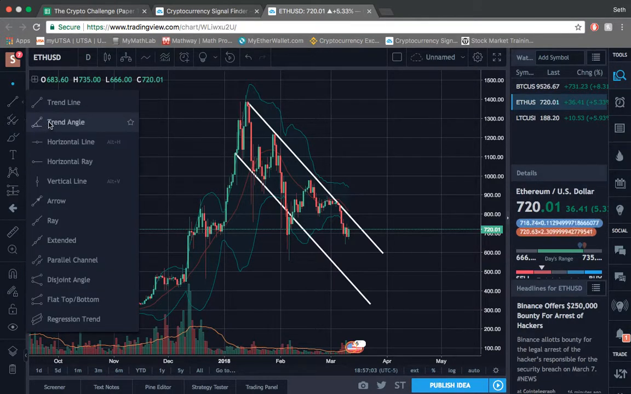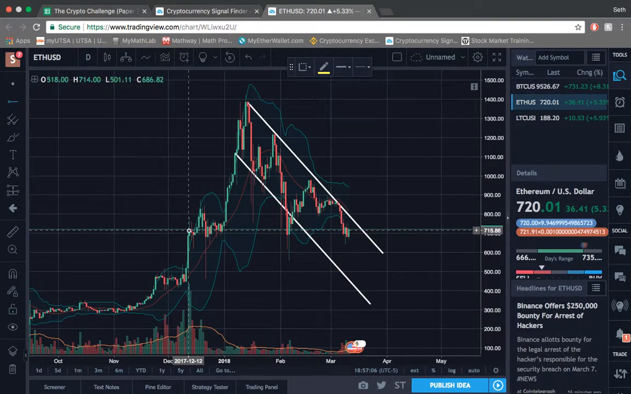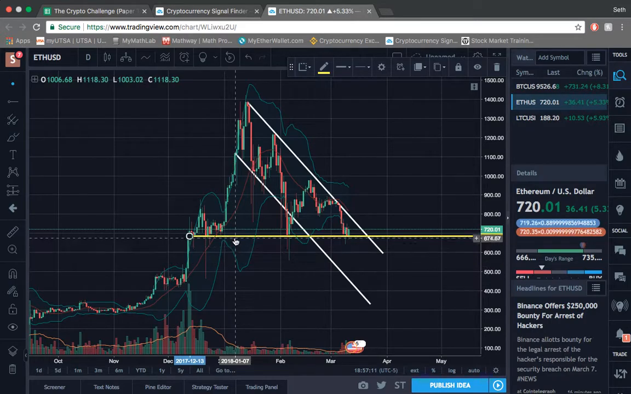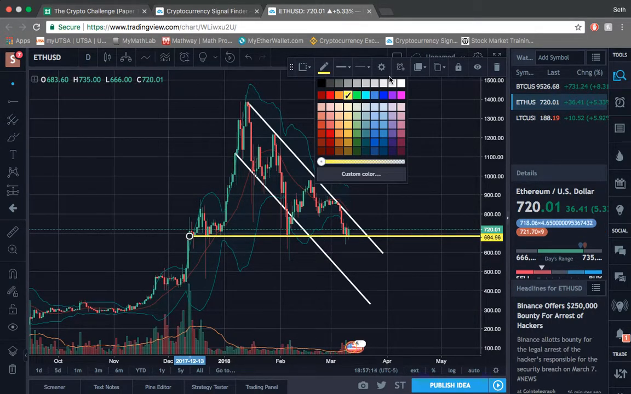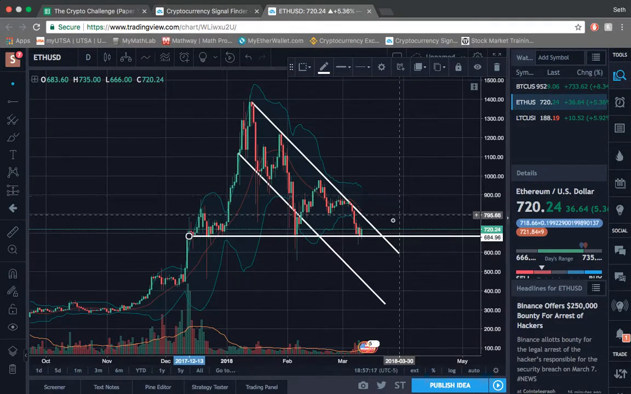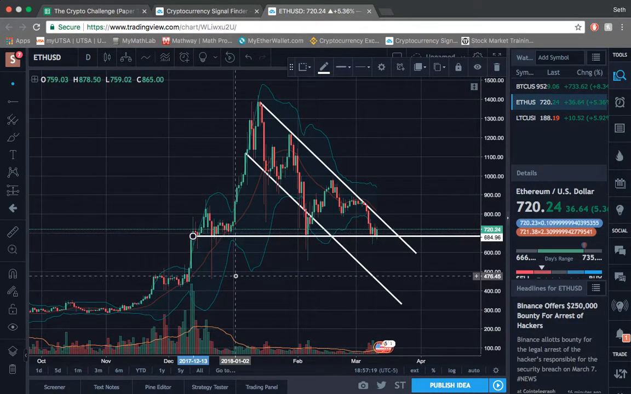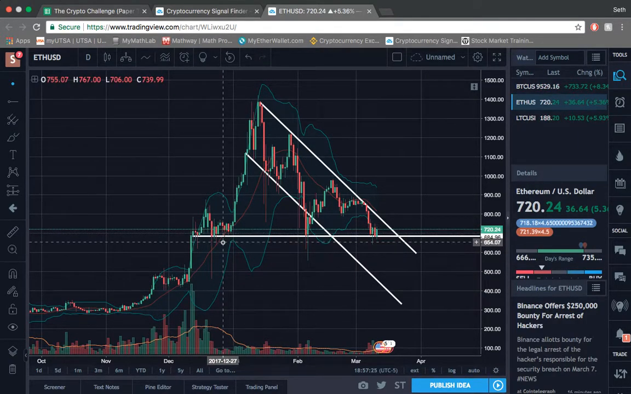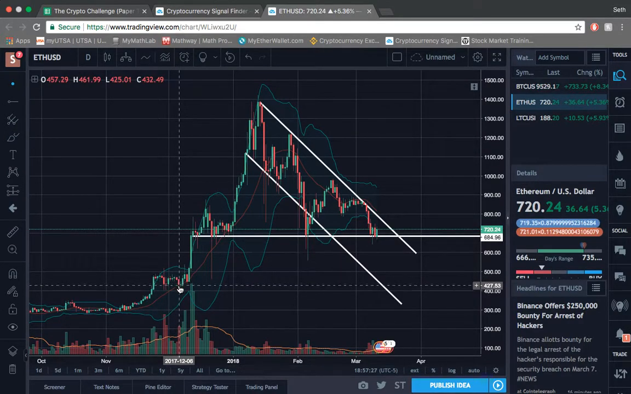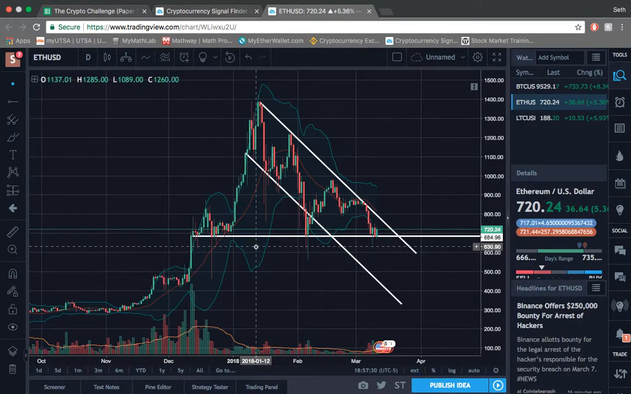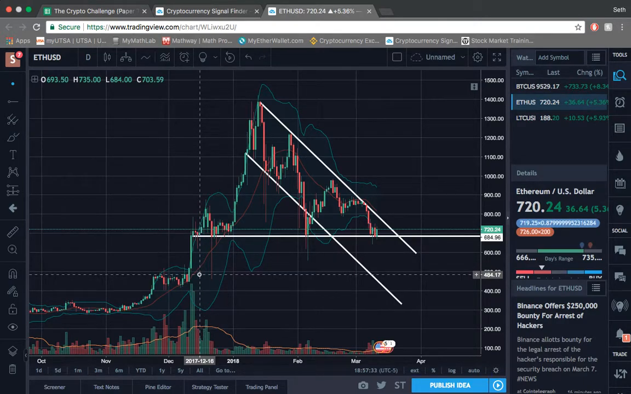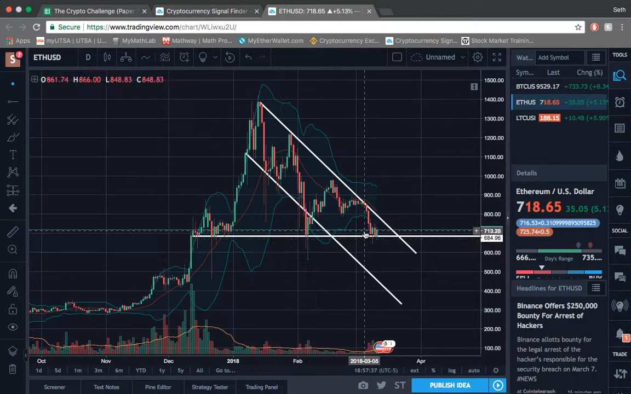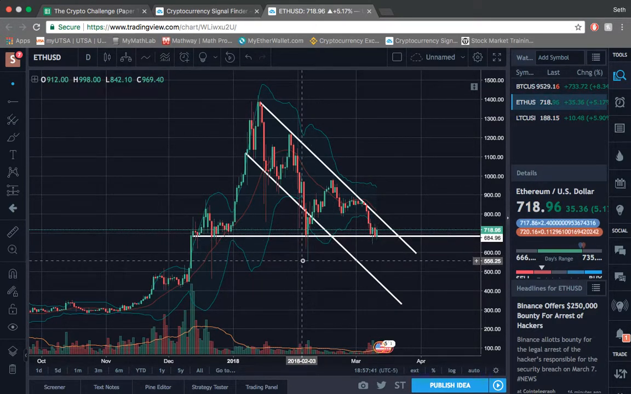However, taking a look at this horizontal line right here, this could be key, guys. Let me change that to white. This could be key as of the time making this video. As you can see, this is a very strong line. If we break this, I wouldn't say drastically, but we probably could drop. We could see a $500 Ethereum if we were to break this line.